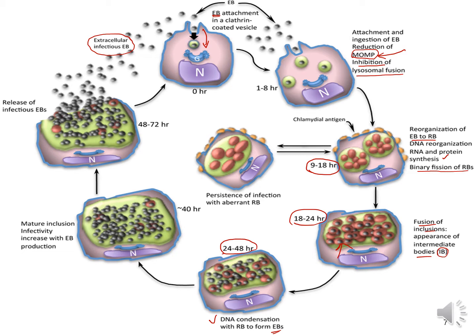Then these particular elementary bodies mature further and produce the effective or infectious elementary bodies, and these elementary bodies after 48 to 72 hours get released from the infected cell, and now they are again able to infect a new cell. In this way, by 2 to 3 days, the infected cell can release a different population of these elementary bodies to infect the other cells.